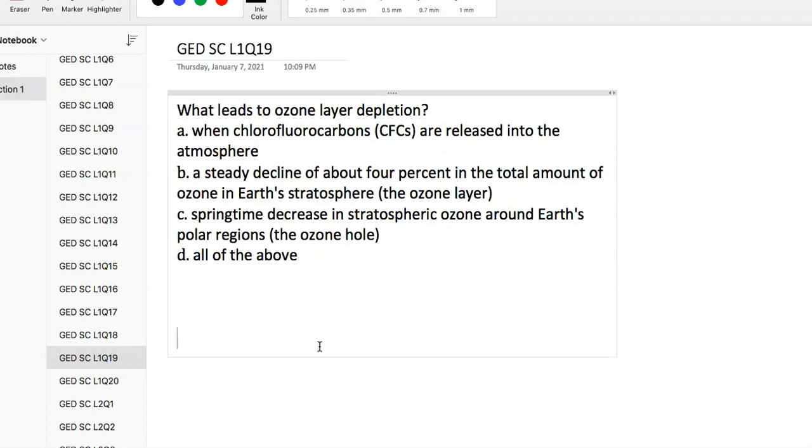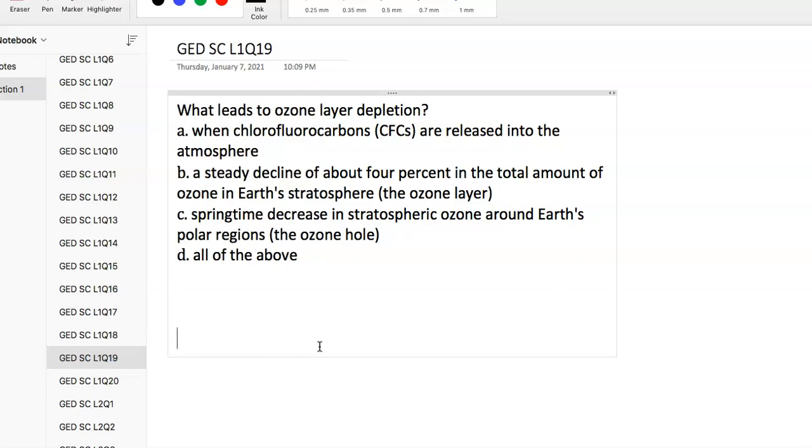Anyway, what leads to ozone layer depletion? Is it when chlorofluorocarbons are released into the atmosphere? Yes, that's true. Is it a steady decline of about 4% in the total amount of ozone in Earth's stratosphere, the ozone layer? Yes, that's true.